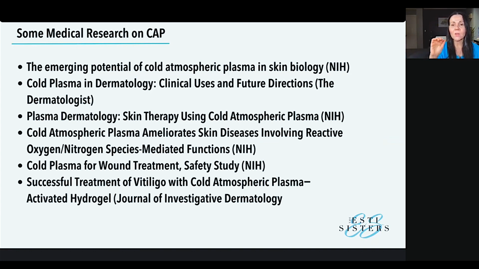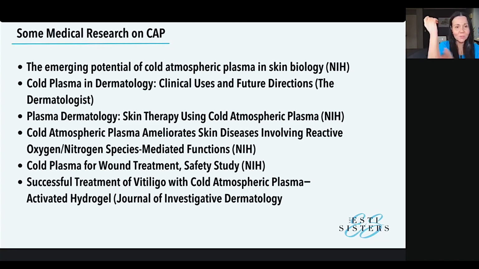And by the way, regarding the plasma being used in these treatments, they determined that the cold atmospheric plasma using nitrogen is most effective for skin conditions. So you will hear some other devices using other gases like argon or helium, for example. The cold atmospheric plasma is what is most recommended for use in skin conditions. So you will see it used for ameliorating skin diseases and wound treatment.